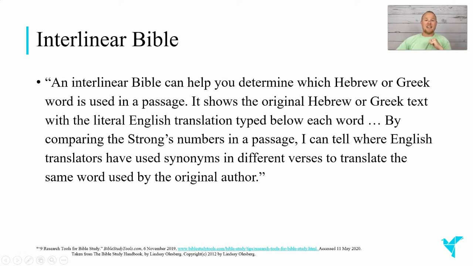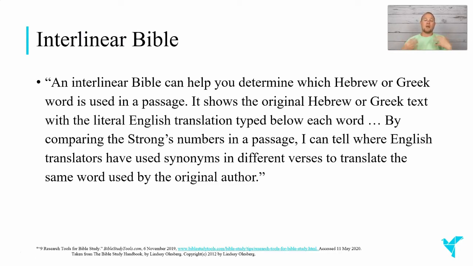All right, now we're on to the big stuff here. This is an interlinear Bible. I'll read the definition here. An interlinear Bible can help you determine which Hebrew or Greek word is used in a passage. It shows the original Hebrew or Greek text with literal English translations typed below each word. By comparing the Strong's numbers in a passage, I can tell where English translators have used synonyms in different verses to translate the same word used by the original author. That's a lot right there. Let me break it down.